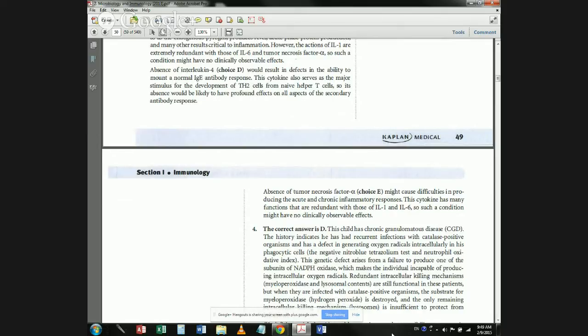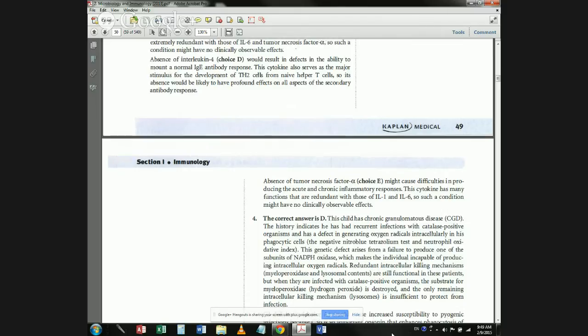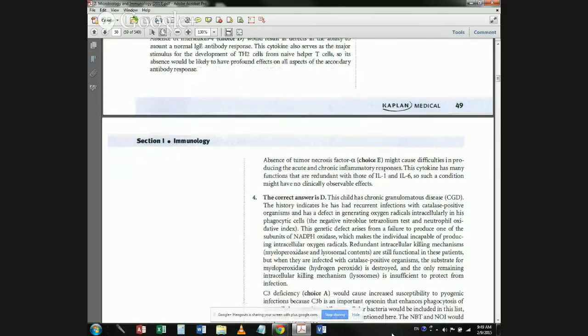Redundant intracellular killing mechanisms, myeloperoxidase and lysosomal contents, are still functional in these patients, but when they are infected with catalase-positive organisms, such as Staphylococcus, Candida, Pseudomonas, the substrate for myeloperoxidase, hydrogen peroxide, is destroyed. And the only remaining intracellular mechanisms are those in the lysosomes. They are insufficient to protect from the infection.